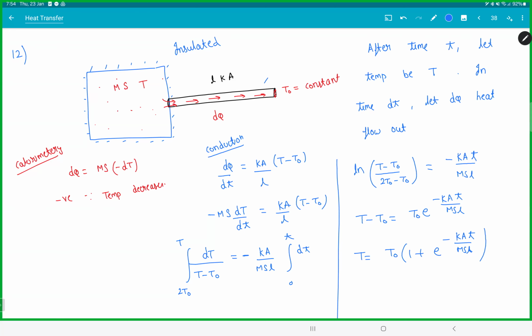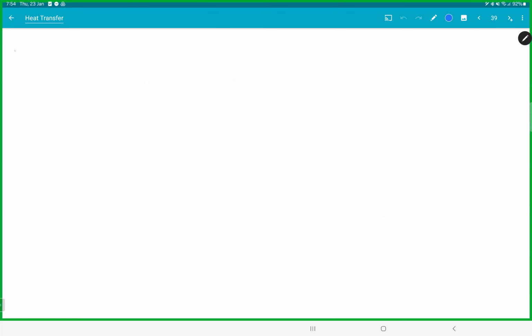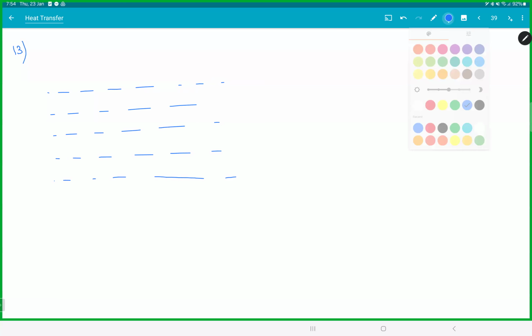Clear? Next one. Let's say it's Russia, pretty cold, winter is starting. So we have a big lake. Suddenly the temperature outside becomes minus 10 degrees. What will happen? The temperature of the lake will also become lower. It will reach 0. And then what happens? Ice will start forming.